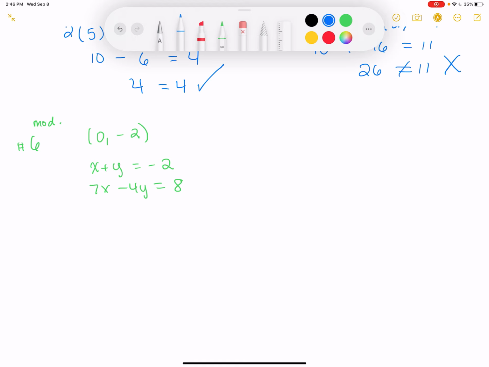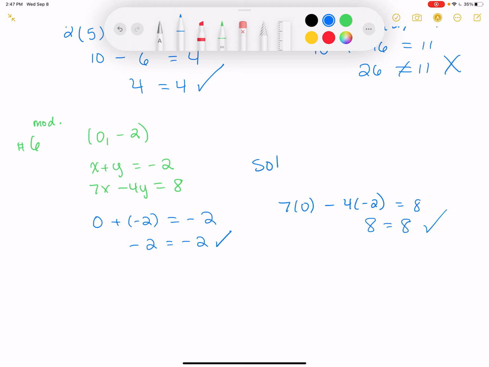All right, what do we think? Is this a solution or not? Yes. Okay. So we put in 0 plus -2 is equal to -2. That means -2 is equal to -2. That one worked. And then for the other one, 7 times 0 minus 4 times -2 is equal to 8. -4 times -2 is positive 8. 8 equals 8. So it is a solution.